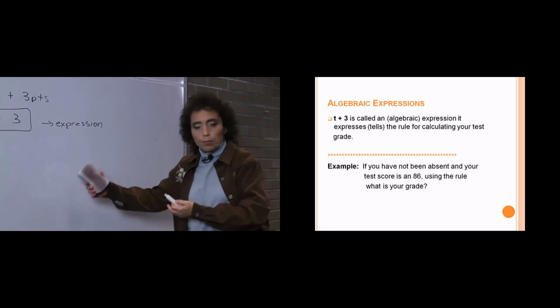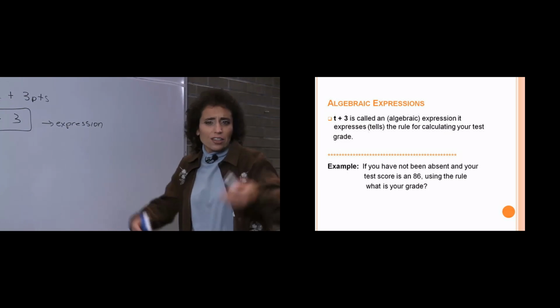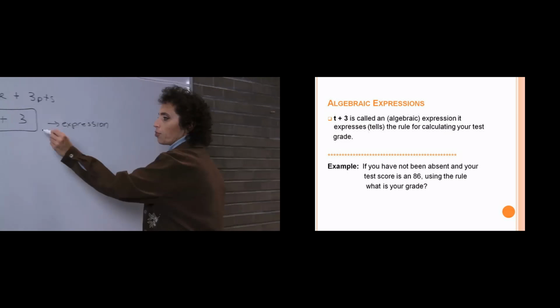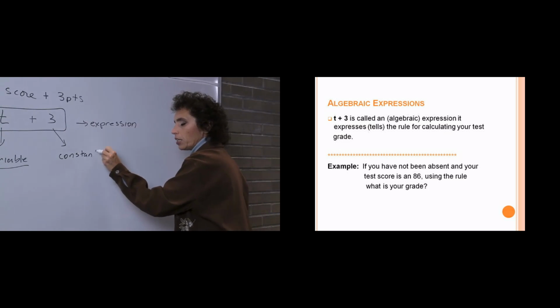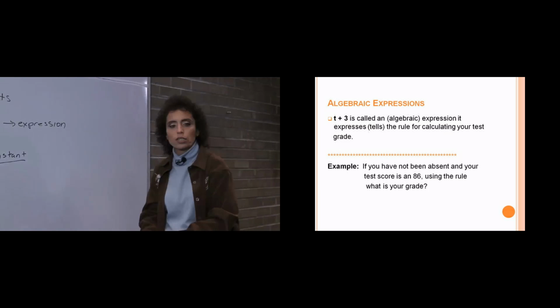Some people will have a T of 10. Well, I hope not 10. That would mean you got a 10 on your test. Some people might have a score of 85. That might be their T. This 3 is called the constant term. And it's constant because it never changes. The number is a constant because it never ever changes. That's why it's called a constant.